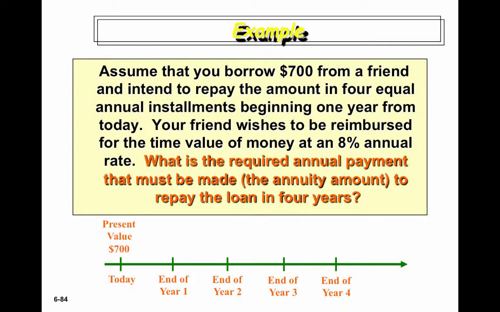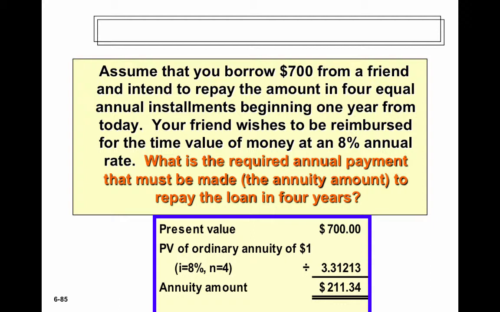Here's another example I pulled from another set of PowerPoint slides. This one asks you to determine what the annual payment would be if you're going to repay the loan in 4 years, and you're going to be charged 8%. So here we're looking at the present value, knowing what the total amount borrowed was, and then determining what the annuity amount is by dividing it by the present value factor given the 8% rate and the 4-period line.